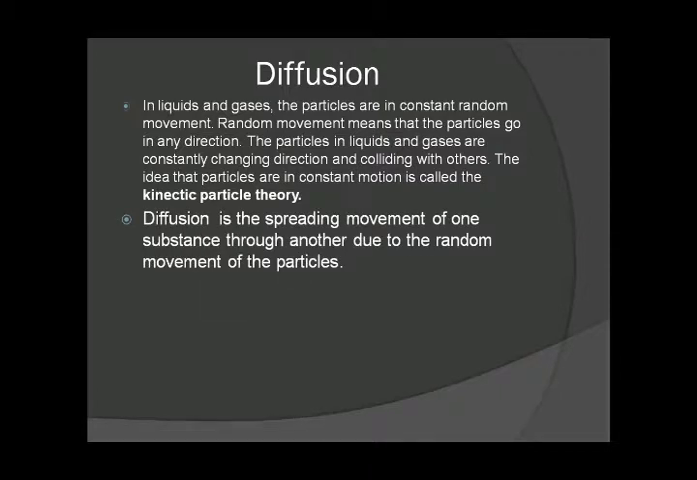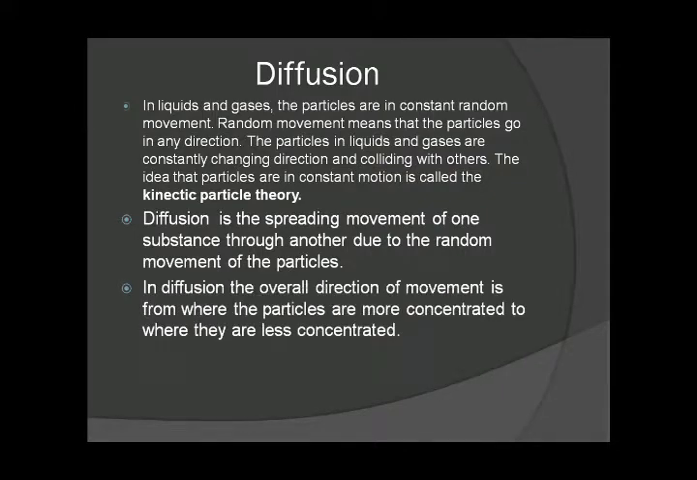So now diffusion. Diffusion is the spreading of one substance through another due to the random movement of particles. In diffusion, the overall direction of movement is from where the particles are more concentrated to where they are less concentrated. For example, if I spray a perfume in a particular corner of the room, the particles in this spray will bounce into the air particles in that room until it is evenly distributed and can be smelt across the whole room.